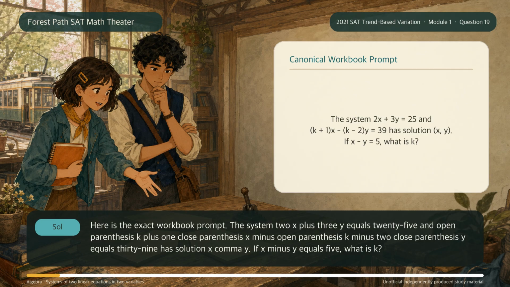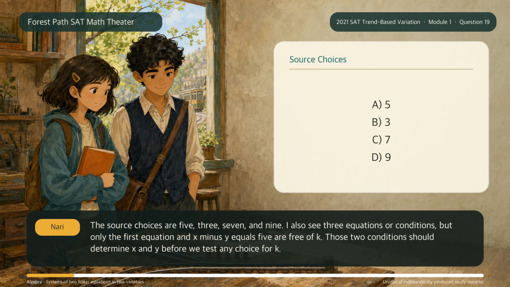Here is the exact workbook prompt. The system 2x plus 3y equals 25 and (k plus 1)x minus (k minus 2)y equals 39 has solution x, y if x minus y equals 5. What is k? The source choices are 5, 3, 7, and 9.